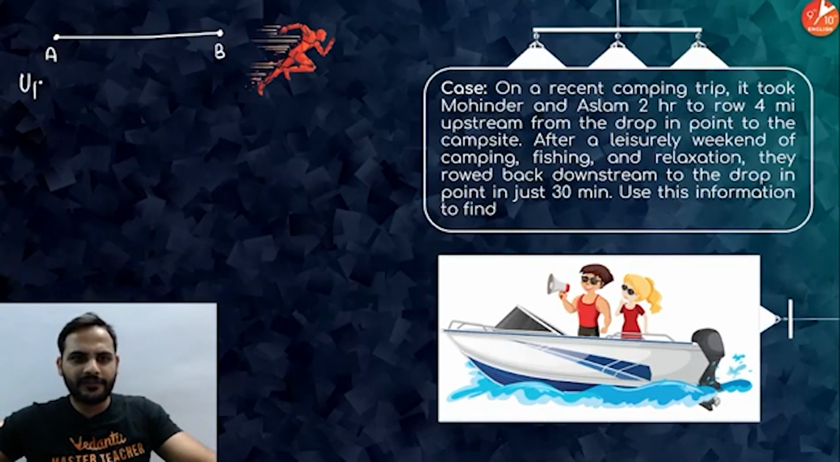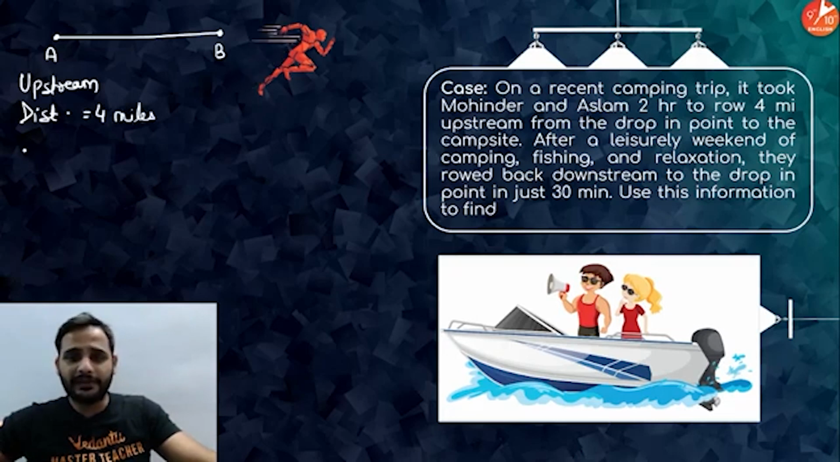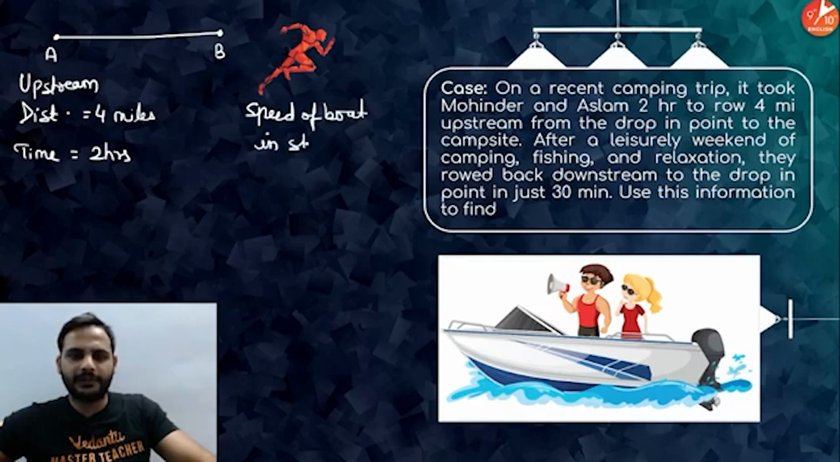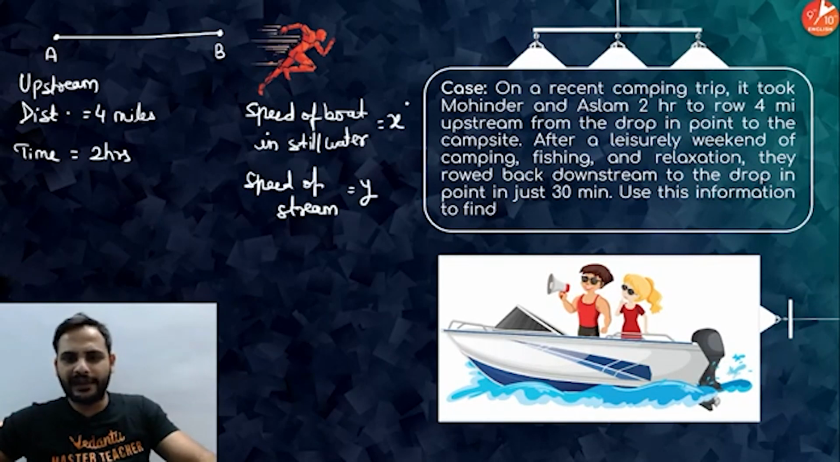So in case of upstream, guys, distance is 4 miles. It is miles, so we will use miles per hour. Time is how much, guys? Time is given to us as 2 hours. In upstream downstream questions, the first thing we know is the speed of boat in still water. Let's say it is x, and the speed of current or speed of stream will be y, in miles per hour, mph.